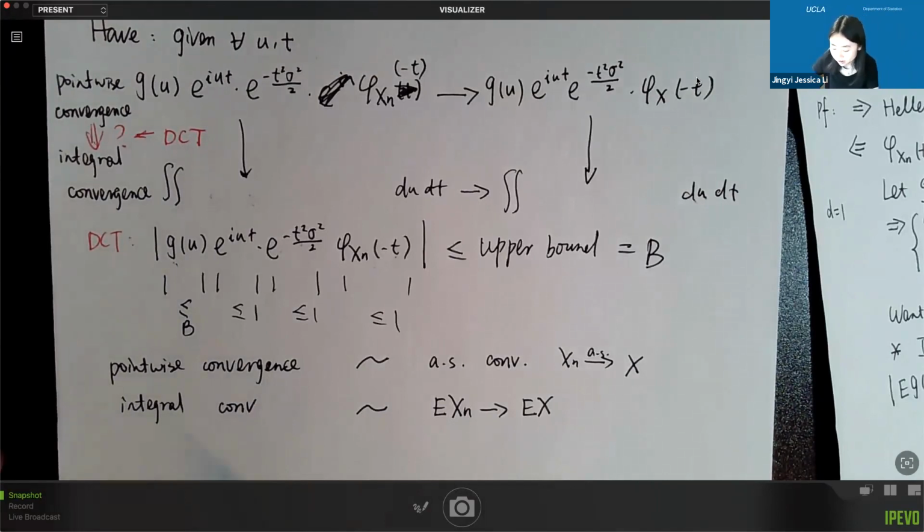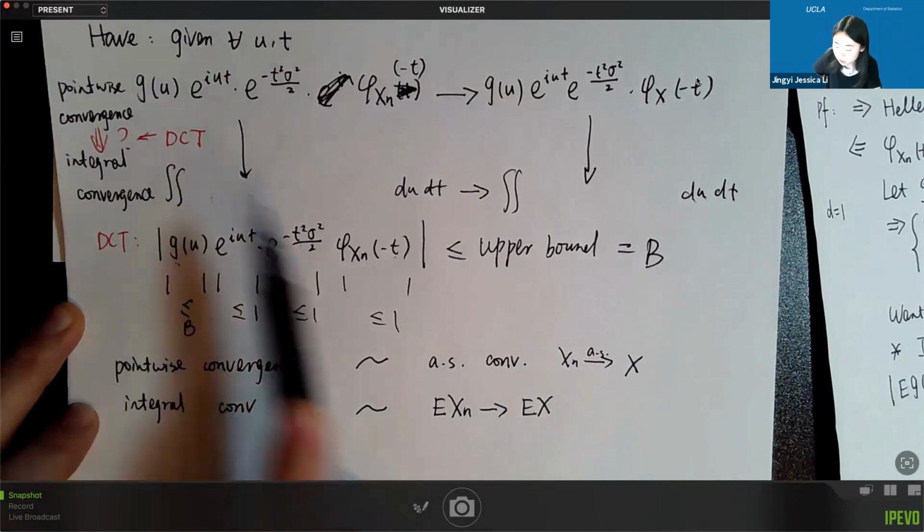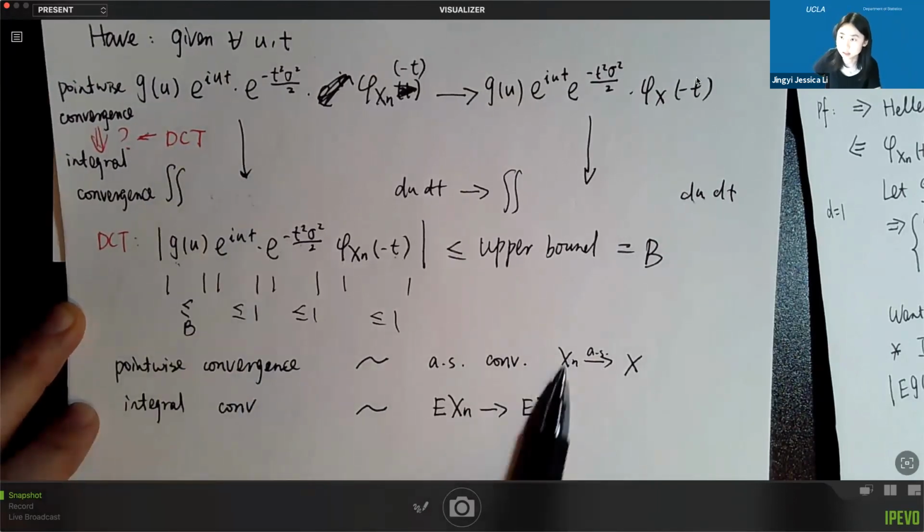Okay, so I would say this is the more general form of the DCT, and this result is actually an application of DCT to the random variable sequence.